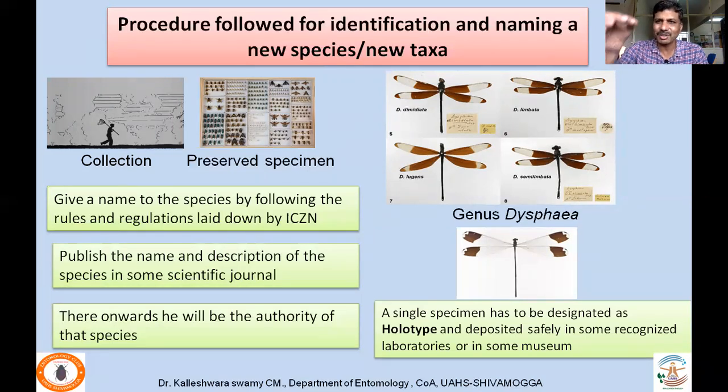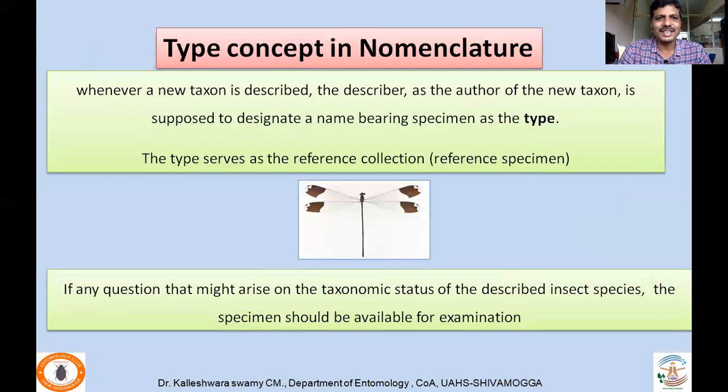Out of those 7 or 8 specimens which he has collected, he takes out one specimen and deposits it in a recognized laboratory, and in his publication he writes that that specimen has been deposited in that particular lab. That specimen is called the holotype. So that's how a new species has to be described. Now, the problem of type is there. Why should we deposit like that? So we'll try to understand the type concept in nomenclature.